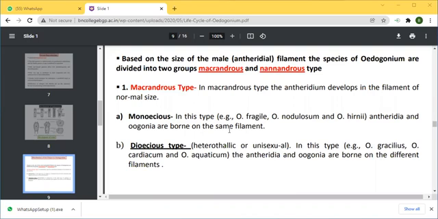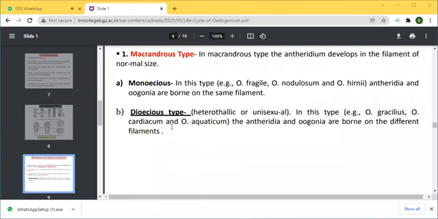Some Macrandrous are also of the dioecious type. Heterothallism is there in this one. Heterothallism means the development of Antheridia and Oogonia on different filaments. That is called heterothallic or dioecious type of Oedogonium. Examples: Gracilus, Cardiacum, Quarticum. These are examples of the dioecious type of Macrandrous.